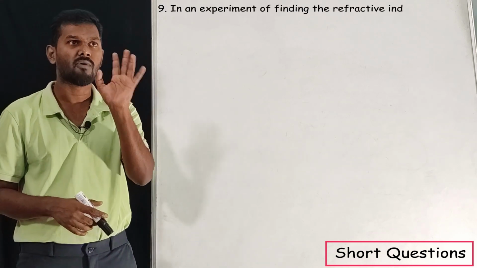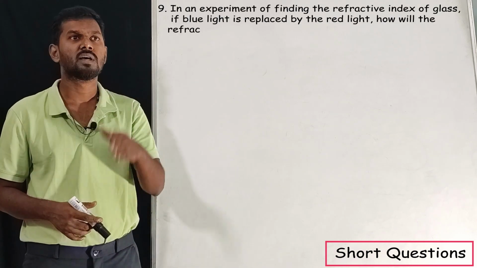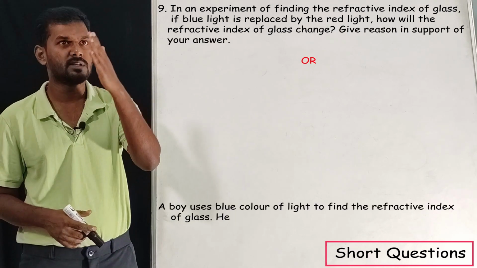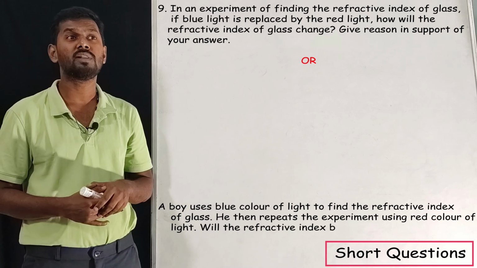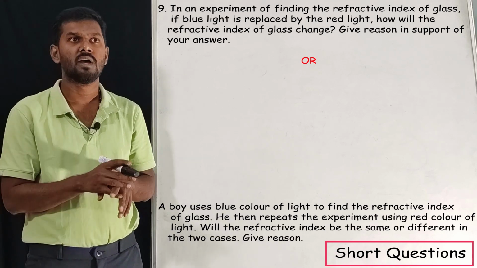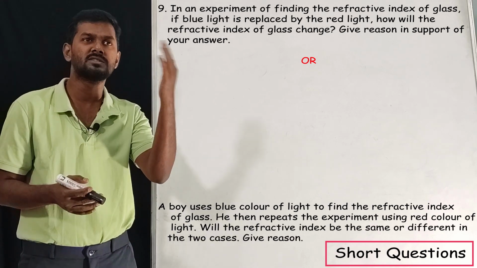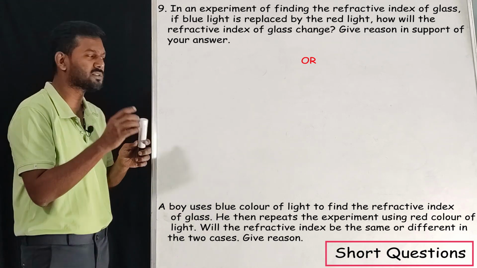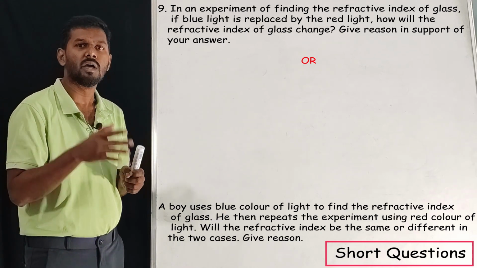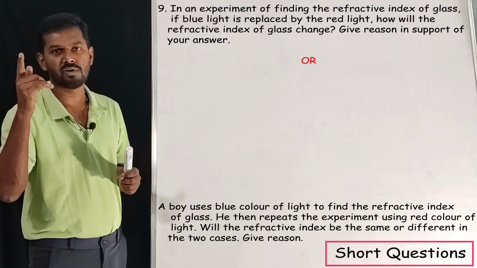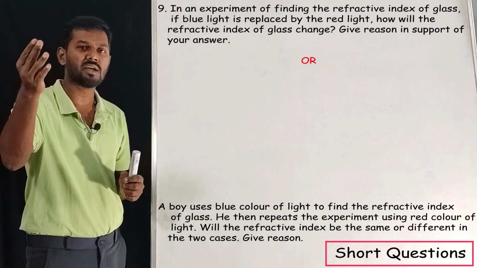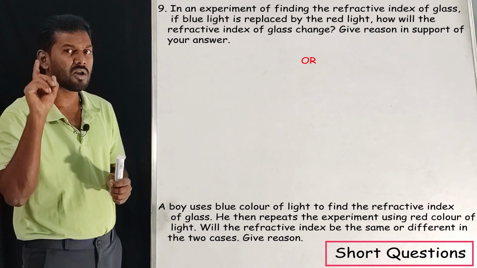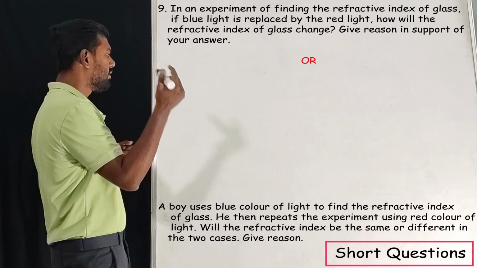Our next question, this is an extra question. In an experiment of finding the refractive index of a glass, if blue light is replaced by red light, how will the refractive index of the glass change? Change means whether it increases or decreases. Give reason in support of your answer. Very simple question. Listen, first thing, what happens if I change the color? The refractive index also changes, but whether it increases or decreases, that is based on wavelength.